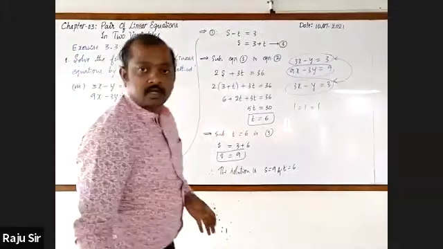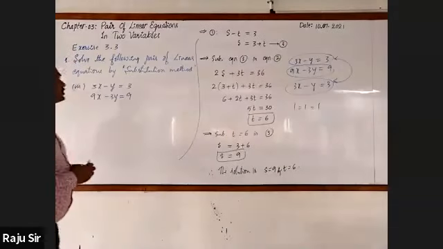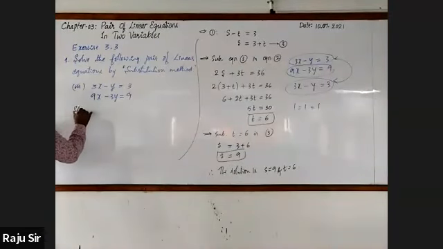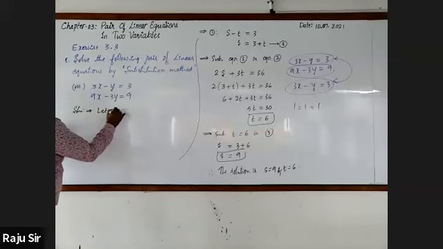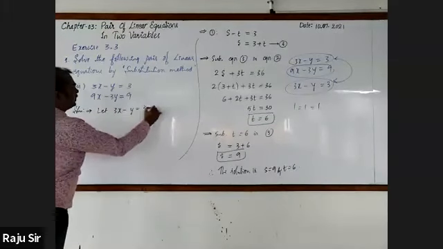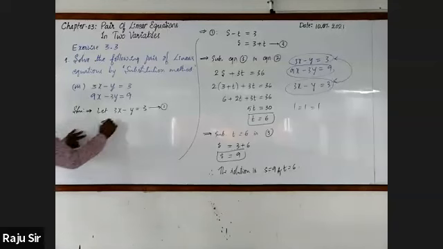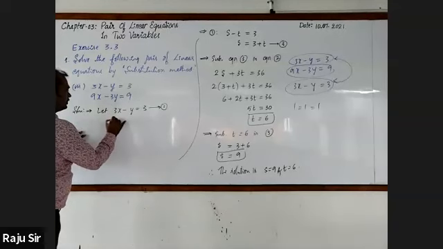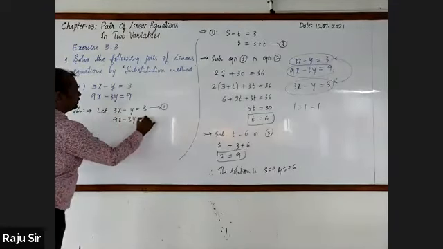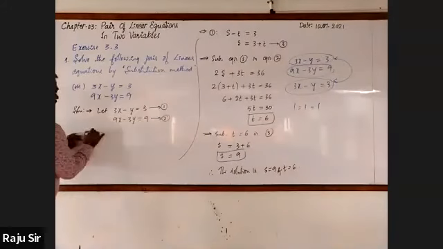Now let us go for solving it by substitution only. Solution. Let 3x minus y is equal to 3. Call it as equation 1. Then second equation, 9x minus 3y is equal to 9. Call it as equation 2.